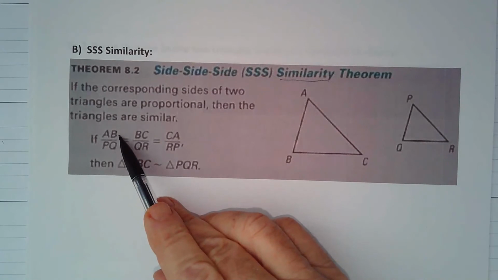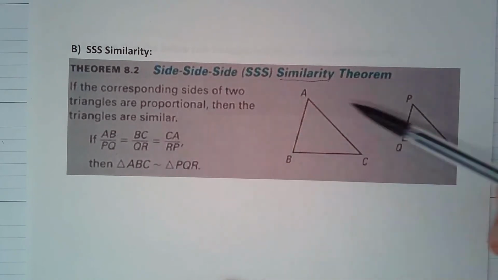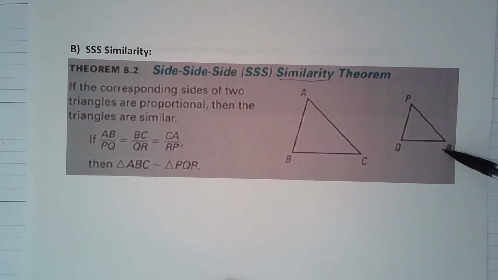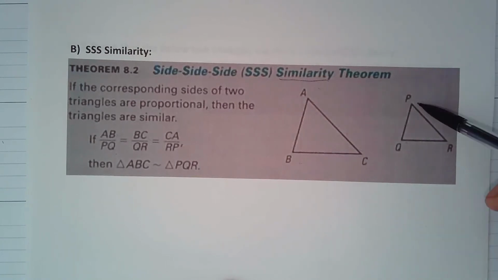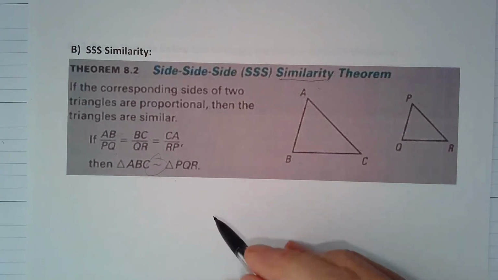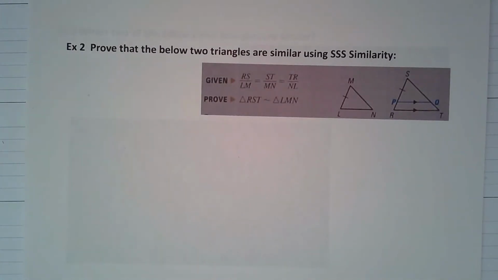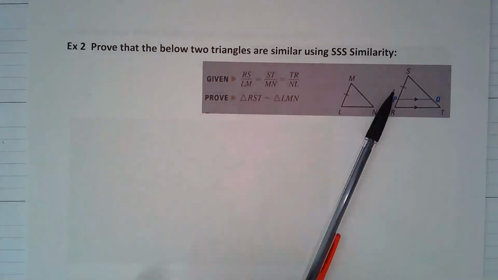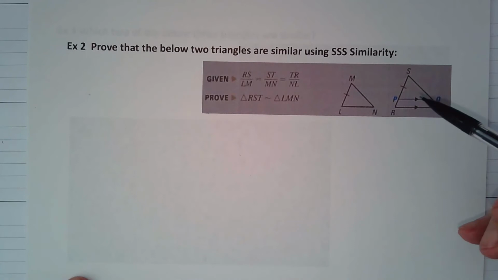So if side AB is proportionate to side PQ, and BC is proportionate to QR, and CA is proportionate to RP, then we can conclude that the two triangles are indeed similar. Okay? That's what you're trying to show with these. All right? So let's look at another example. We're going to prove that the below two triangles are similar using side-side-side similarity. Okay? So here are your two triangles.